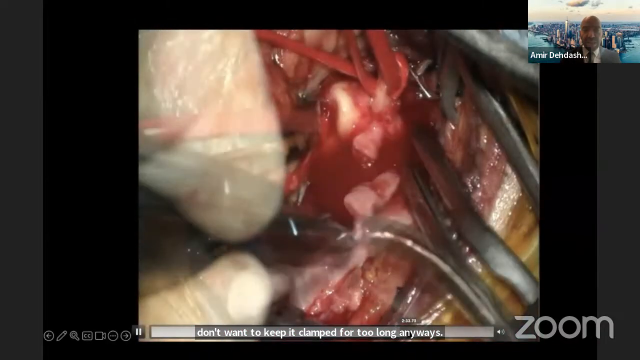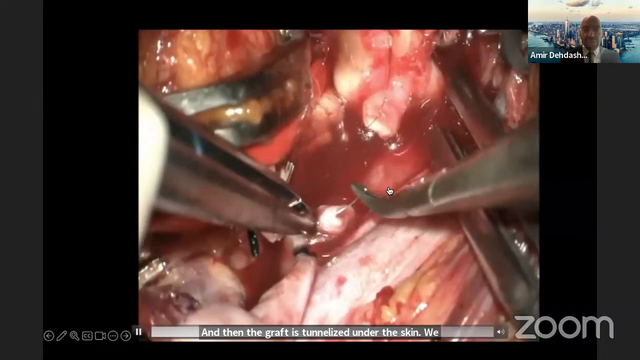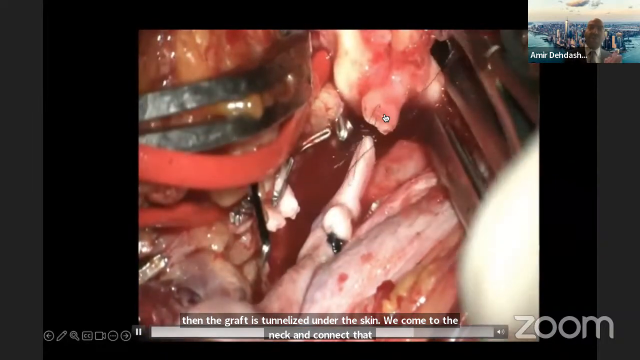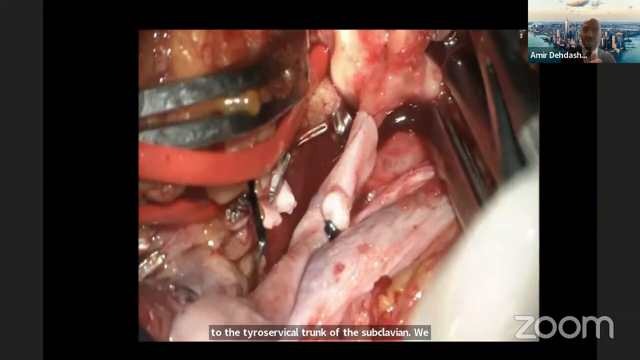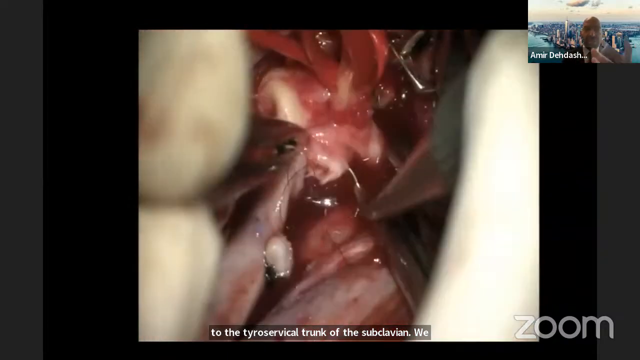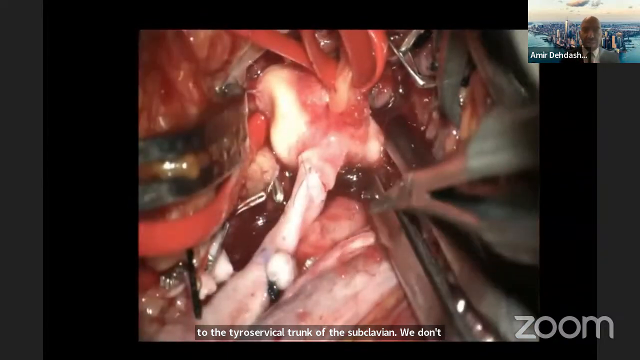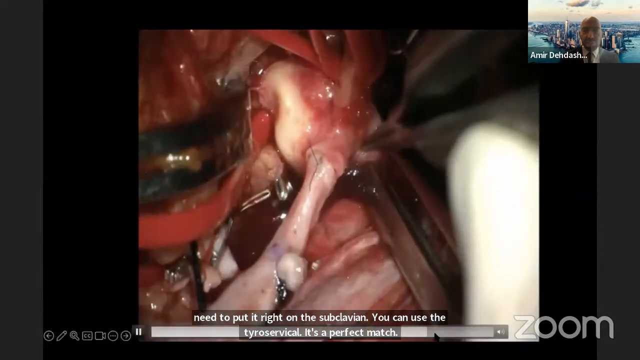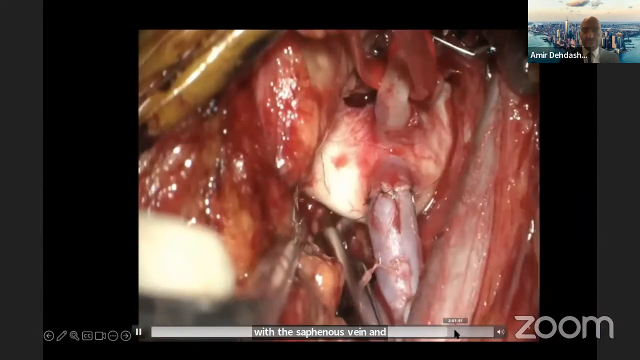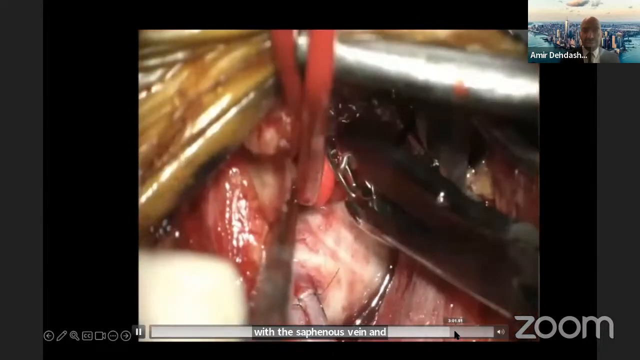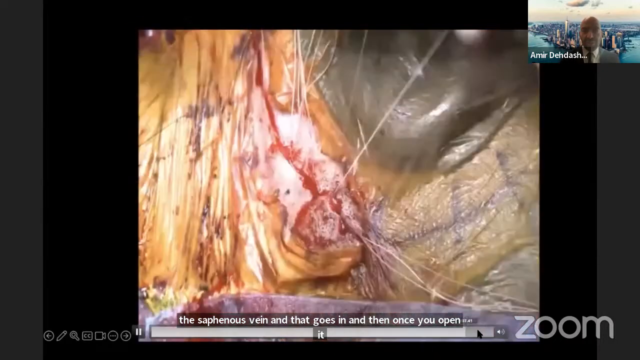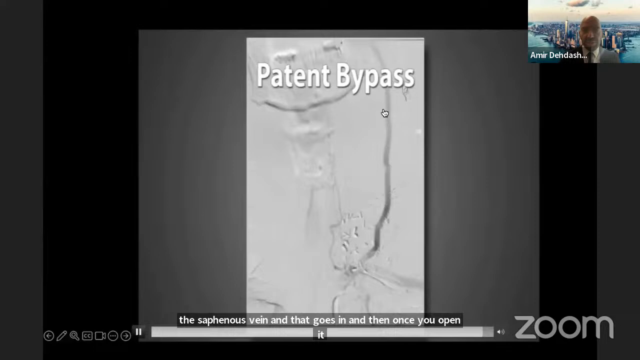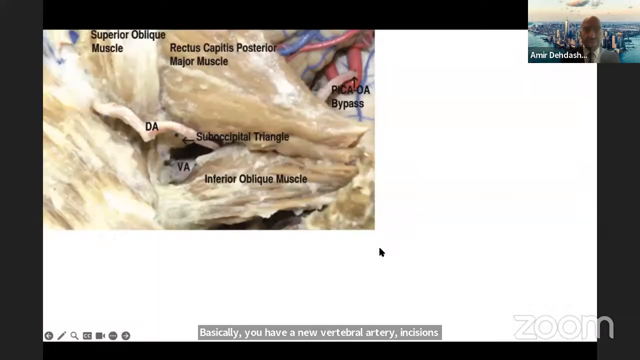We come to the neck and connect that to the thyrocervical trunk of the subclavian. We don't need to put it right on the subclavian. You can use the thyrocervical trunk. It's a perfect match with this saphenous vein. And that goes in. And then once you open it, you have a new vertebral artery. Incisions are closed. And this is a new vertebral artery reconstructed with this saphenous vein.